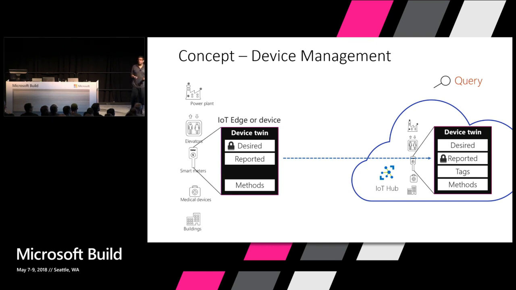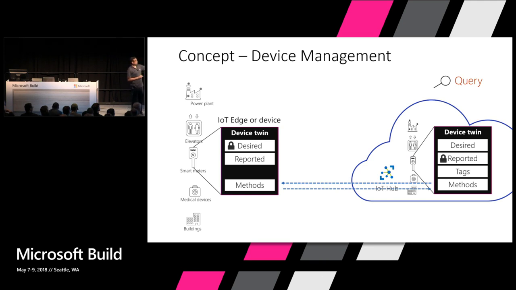You can tag devices based on location, for example, and these are open data. You can put anything there, location or whatever, but you could then query on top of that. And then there are also methods which you can run. If the device is connected, you can actually get a response.